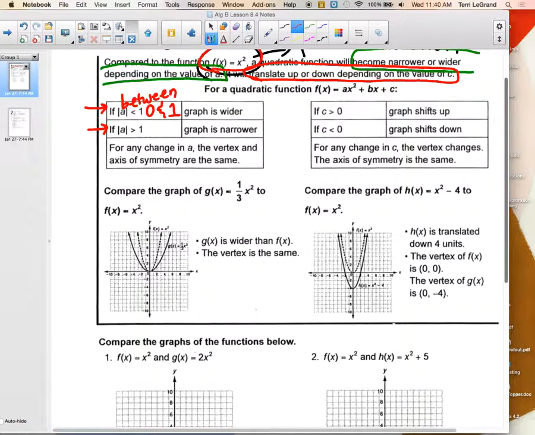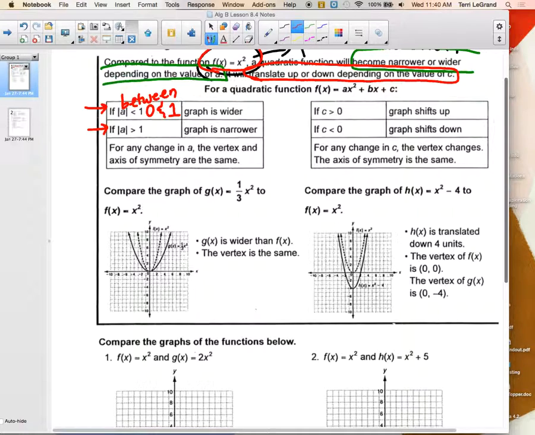So the only thing A does, we now know, plays two roles. What's one of the roles? Tells whether it's wider or narrower. What else does A do? What's the other role it plays? What about the parabola? Come on, you guys. We've been talking about this for days. What did A do before today? Up or down. Whether it opens up or it opens down.